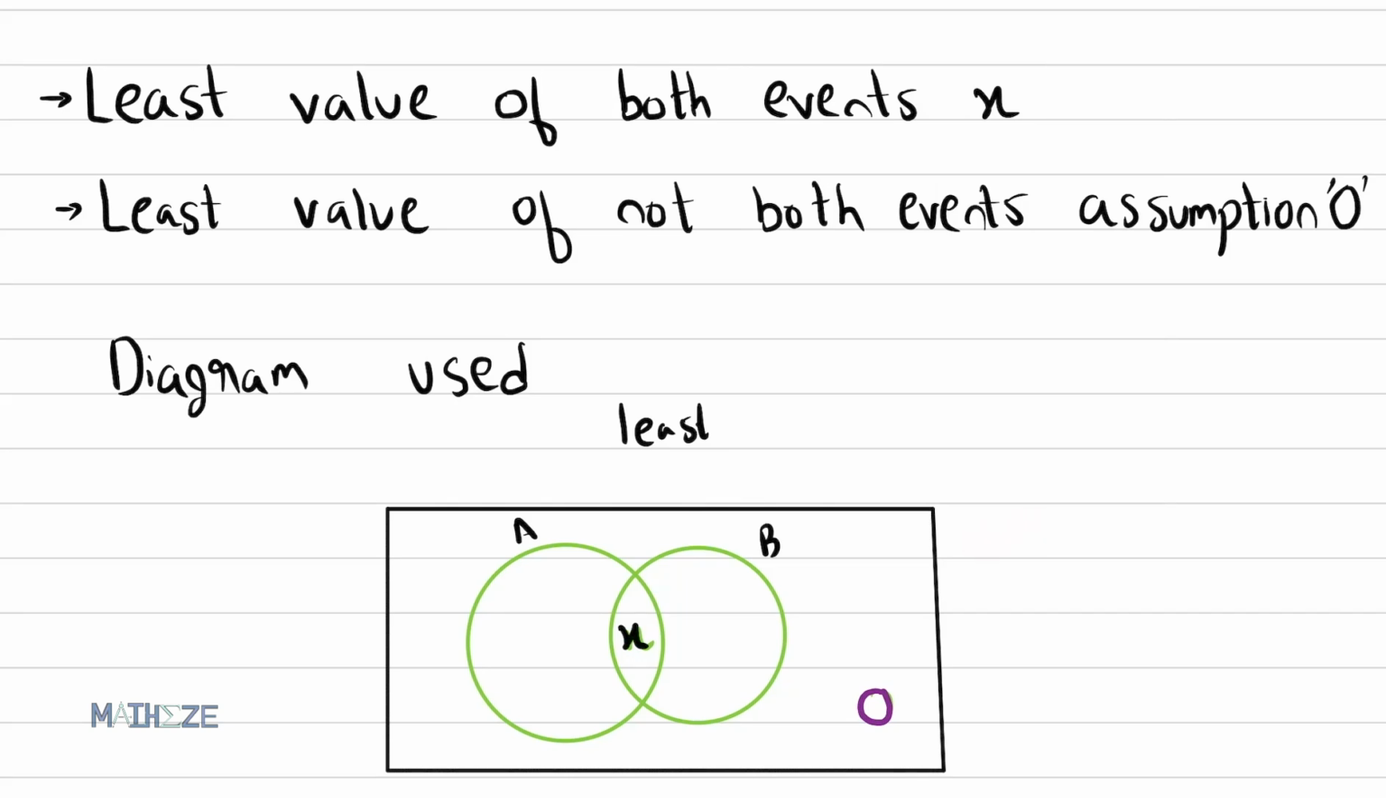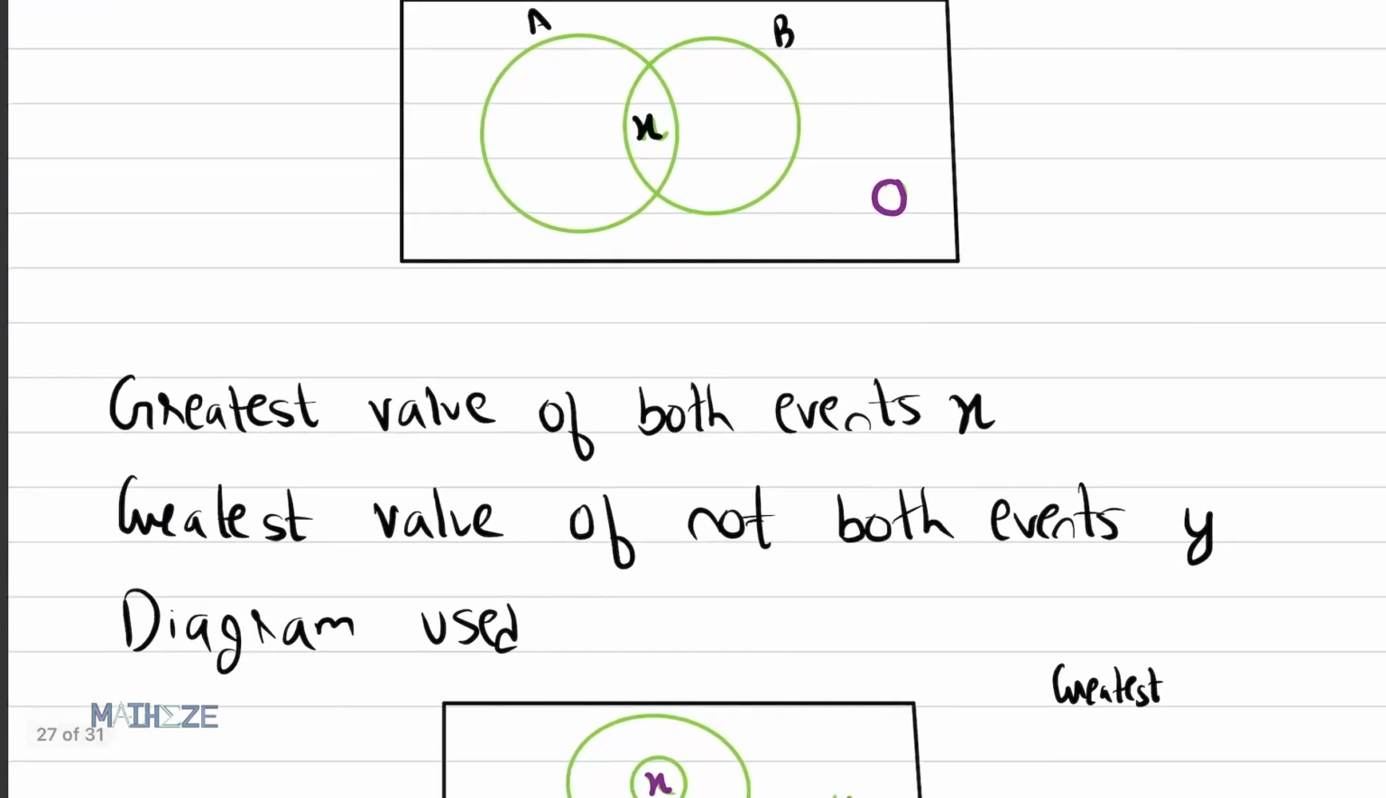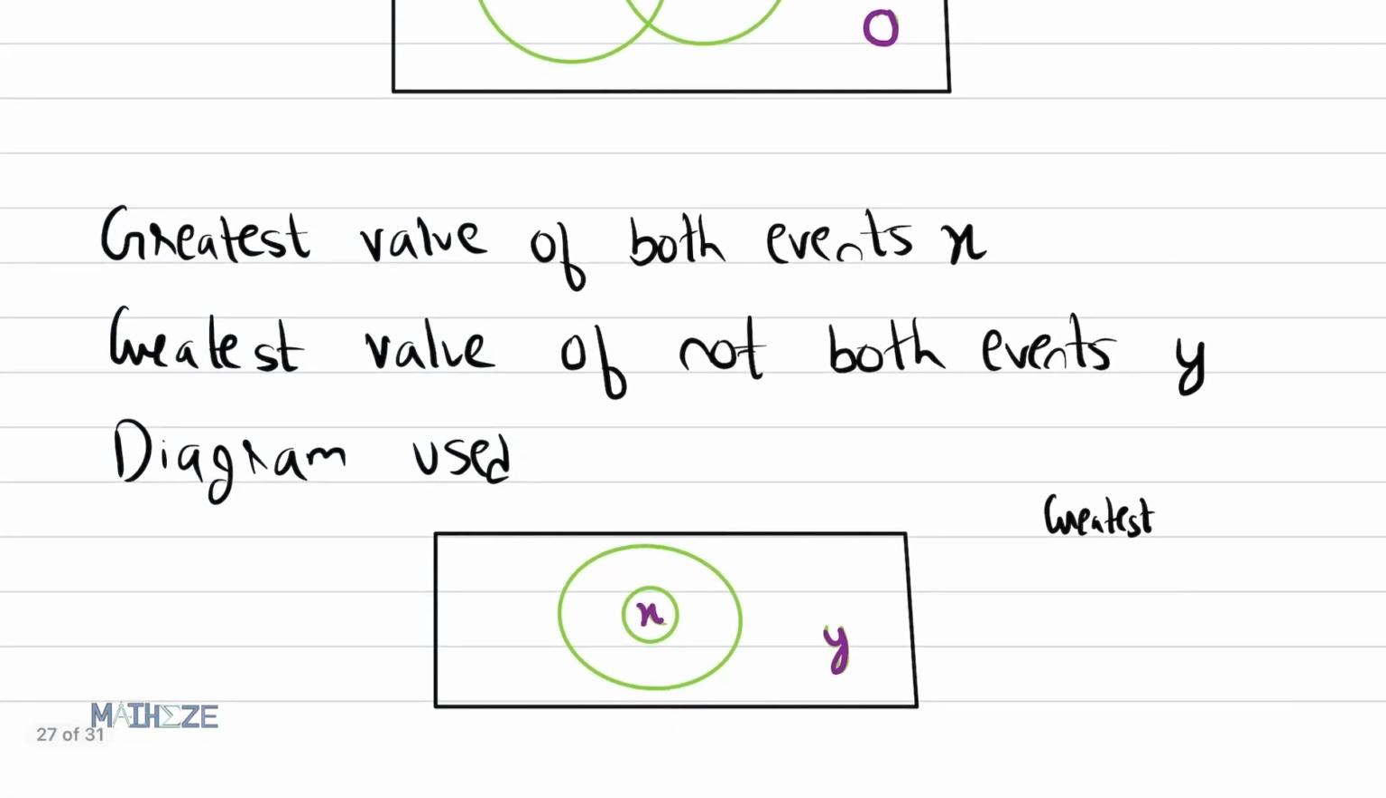As simple as this. Now let's move to greatest value of both events and not both. In the concept of greatest value of both events and not both events, you need to make a Venn diagram which involves a subset. The circle, the set inside, will always be the one which has less value, and the set outside will always be the one which has bigger value.